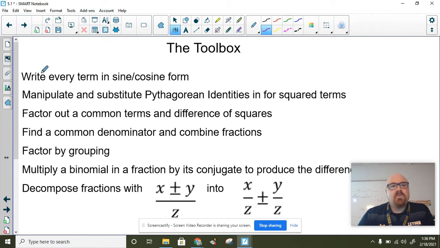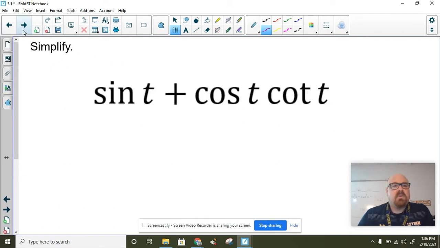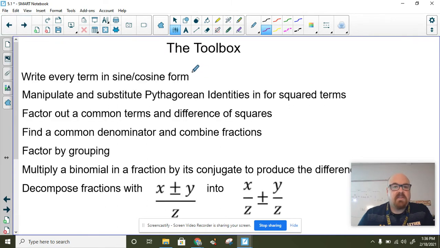Well, let's go through the toolbox. Write everything in terms of sine and cosine. Okay, we have a sine, we have a cosine. Could we change cotangent to cosine over sine? Sure, we could. So yeah, that's an option.